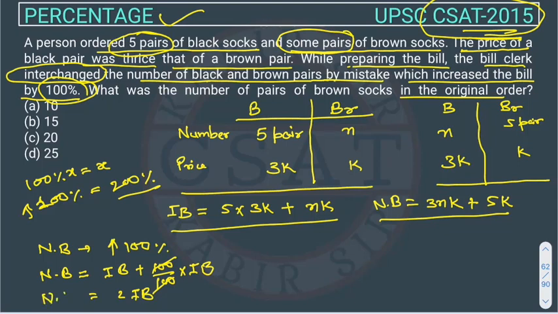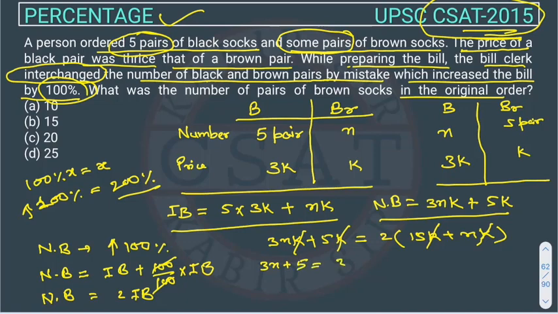Now put this here. So the new bill is 3nk plus 5k is equal to 2 times the initial bill, which is 15k. 5 into 3 is 15, plus nk. Now from this you can take k common and cut it, right? So it will be 3n plus 5 is equal to 30 plus 2n. 2n will come this side, 5 will go this side. So 3n minus 2n is equal to 30 minus 5.